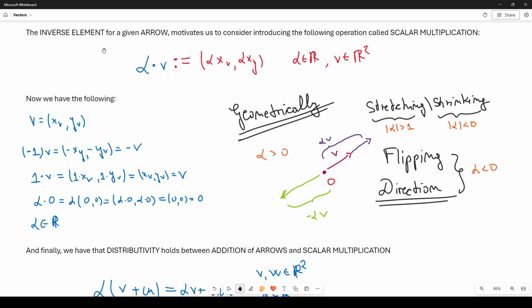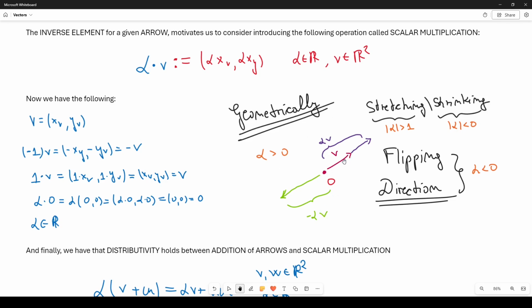The inverse element for a given arrow motivates us to consider introducing the following operation called scalar multiplication. So we have alpha, which in our case is a real number, and we have v, which is an arrow. So alpha times v will be equal to this over here. So we just multiply the coordinates of v using alpha. Geometrically, this would correspond to the following picture.